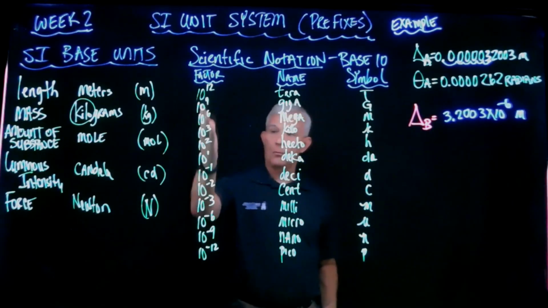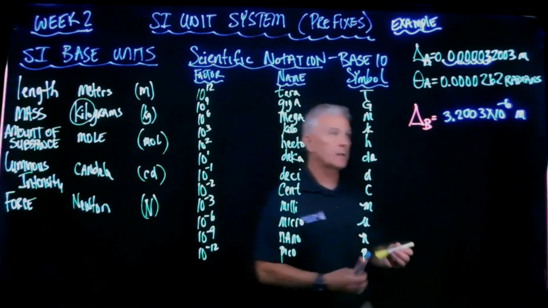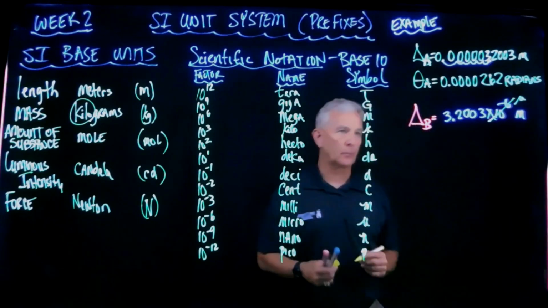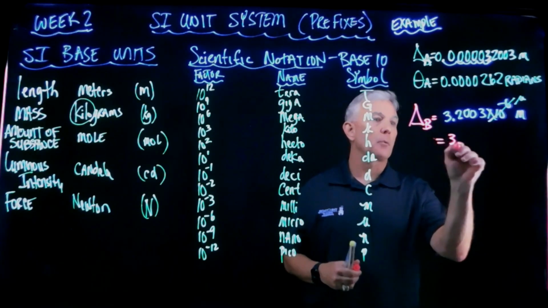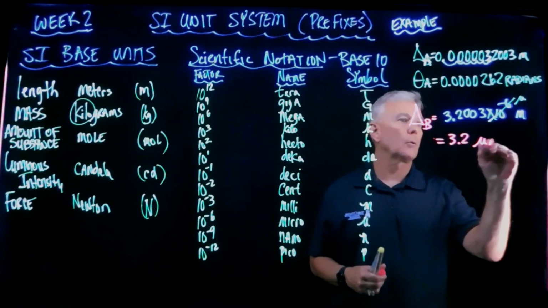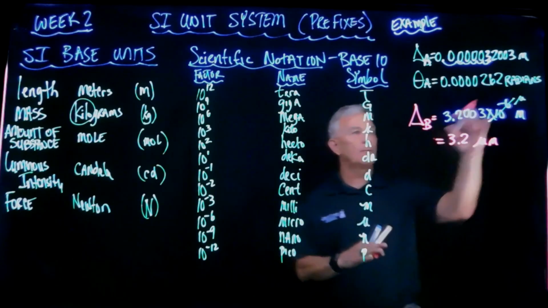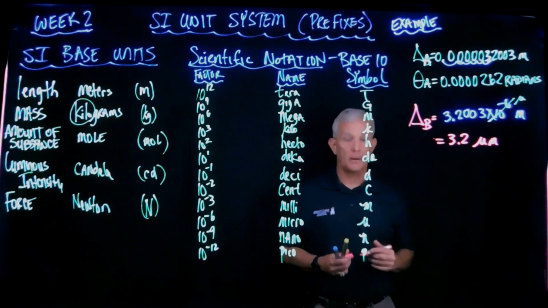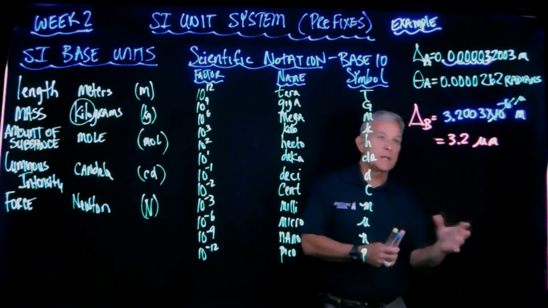Now we look over here, that is one of our factors, and that is a micro. So we can take that 10 to the negative 6 and replace it with a micro. And therefore our answer then becomes 3.2 micrometers. And that's what we're looking for, the ability to go back and forth, that a micro equals 10 to the negative 6, and 10 to the negative 6 equals a micro, right? So as we look at a micrometer.